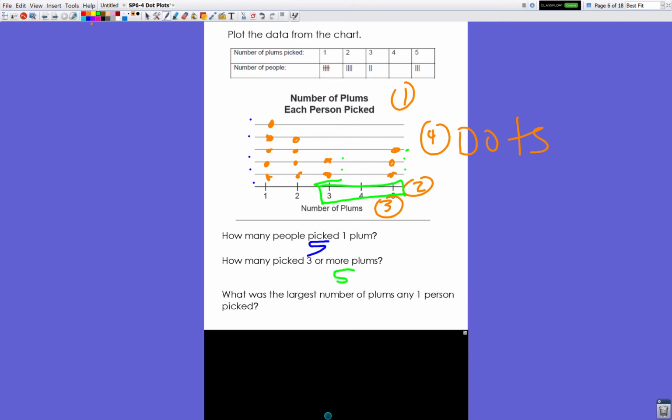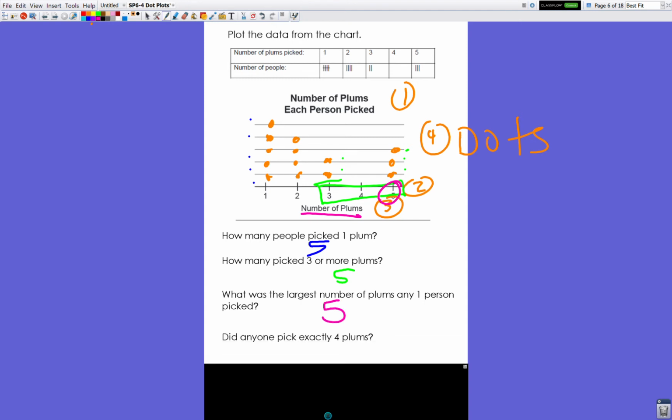What was the largest number of plums any person picked? Well, these are my number of plums, and the largest value we have is 5. Did anyone pick exactly 4 plums? There are no dots above 4, so our answer is no.